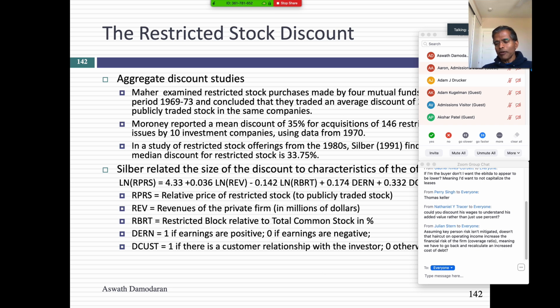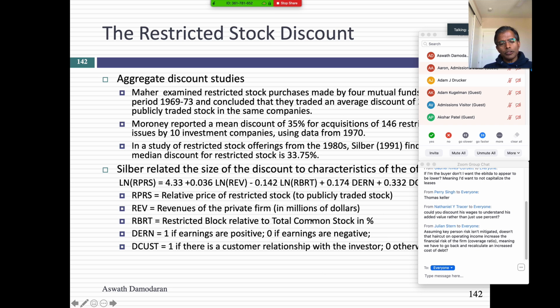why are discounts different? Because not all the restricted stocks had a 35% discount. Some had a 15, some had a 50, some had a 35. So he looked to see why there were differences, and he threw in a few variables. He threw in the level of revenues, hypothesizing that large revenue companies should have smaller discounts.